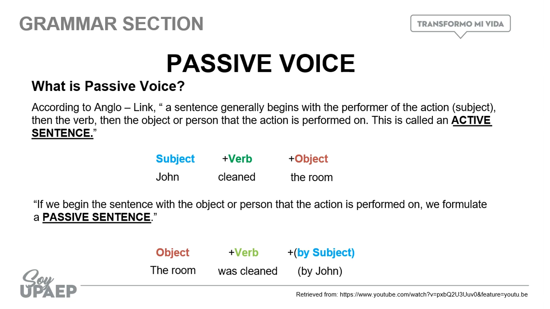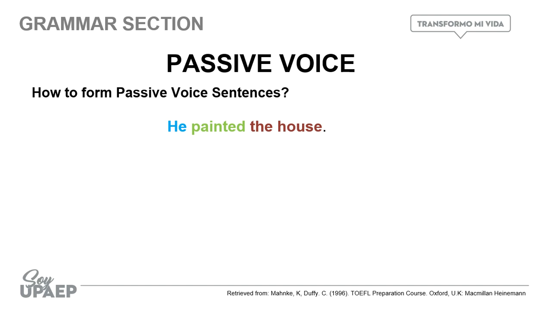So, again, when it is an active voice sentence, the order of the words is subject, verb, object. But when it is a passive sentence, the order of the words becomes object, verb, agent. How do we form passive voice sentences?